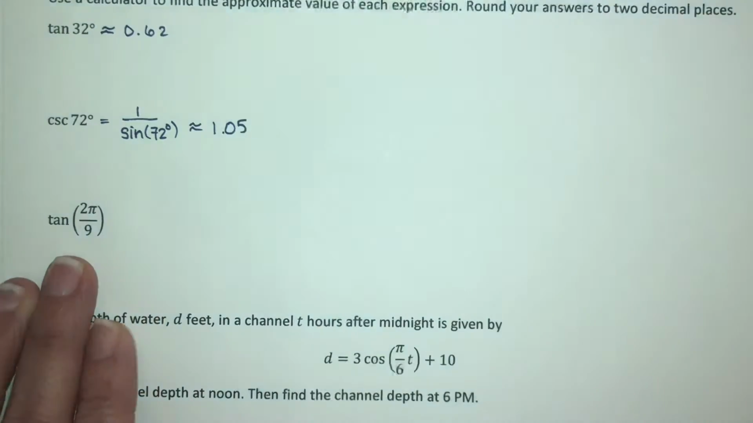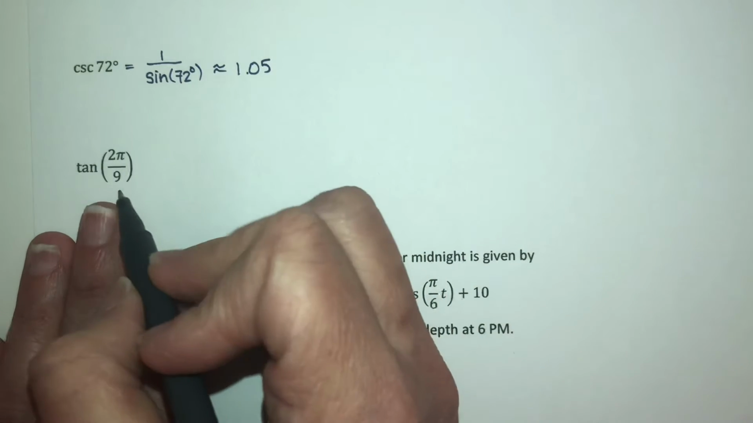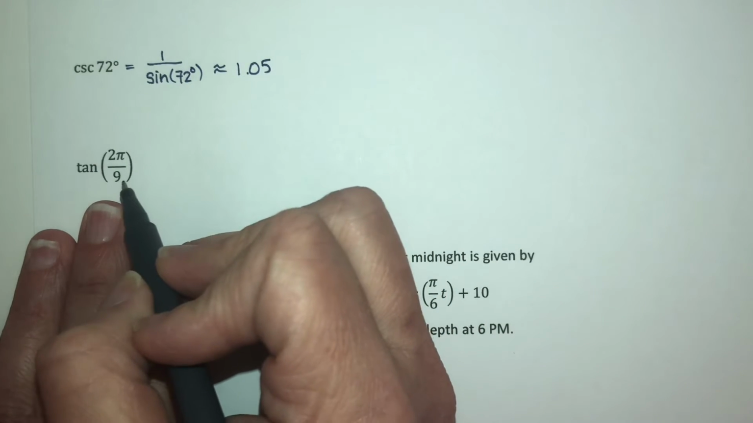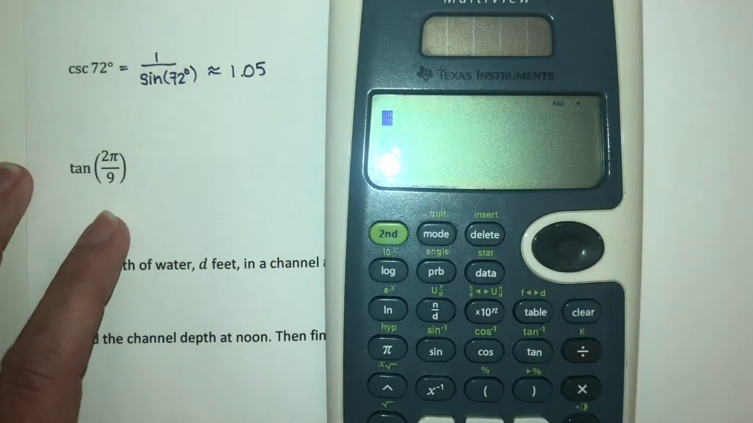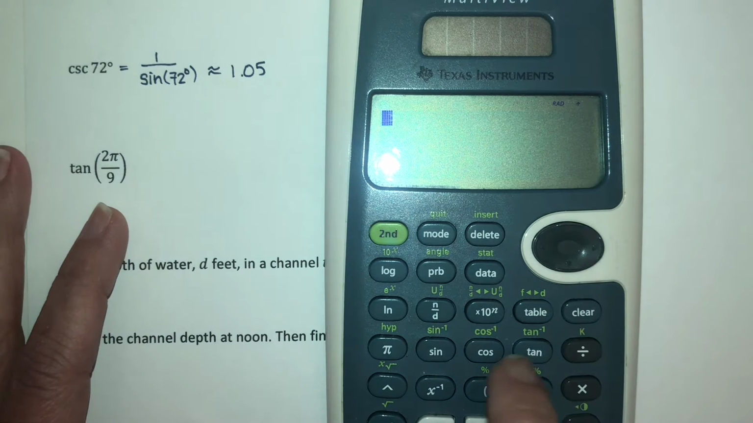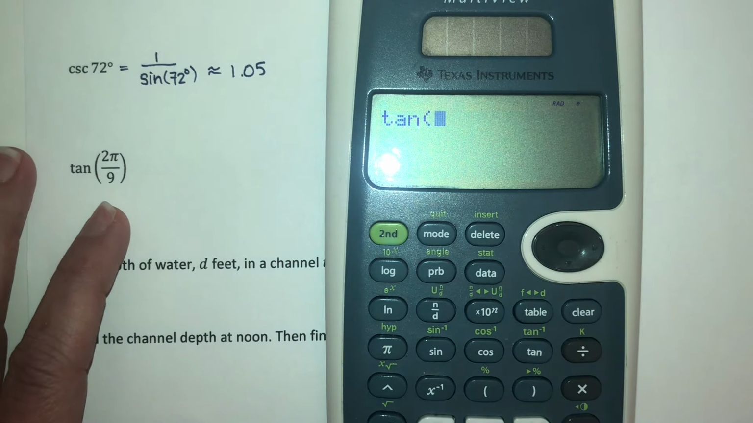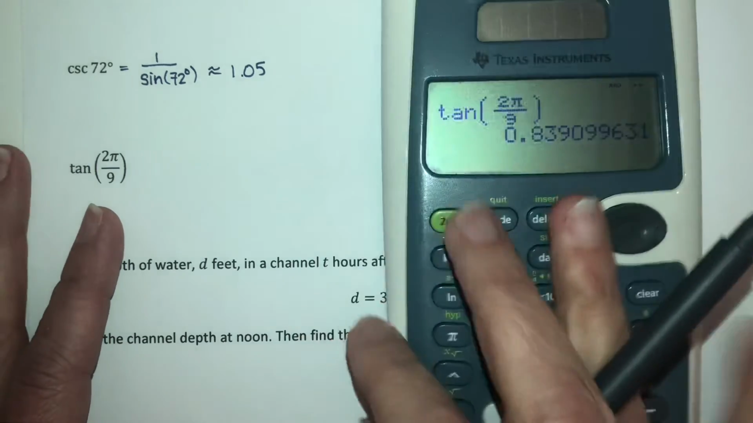Okay? So let's find tangent of 2 pi over 9. This is not in degrees, this is in radians, so I need to make sure that my calculator is in radian mode. And here I have tangent of 2, make sure you use your pi button, 2 pi over 9, close, and this is approximately 0.84.